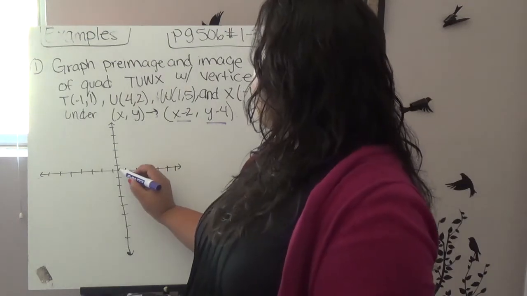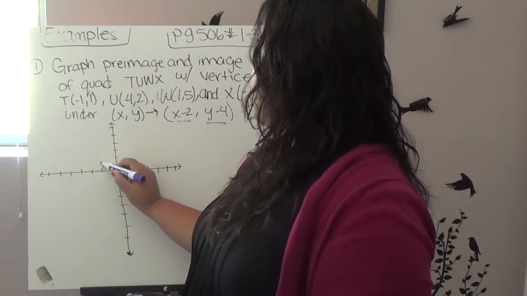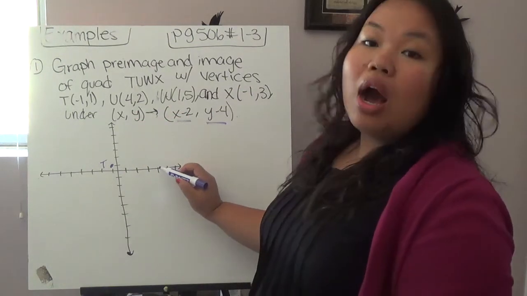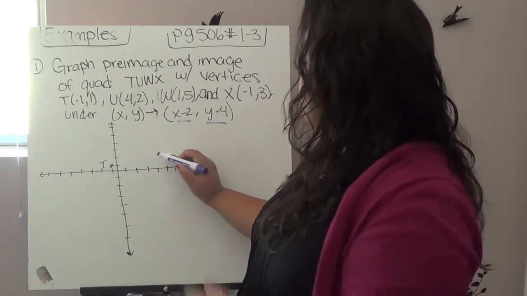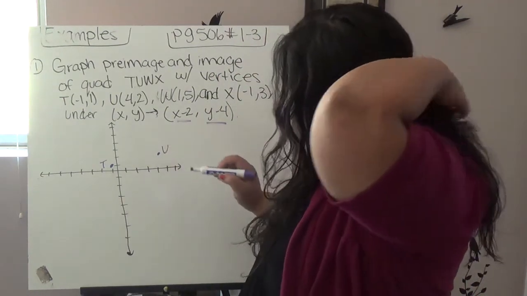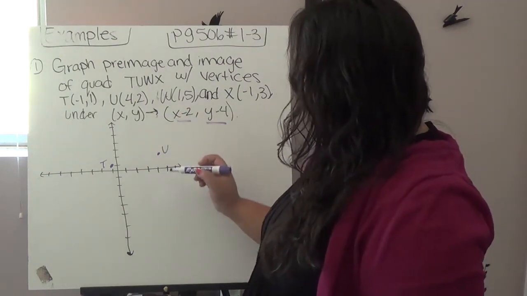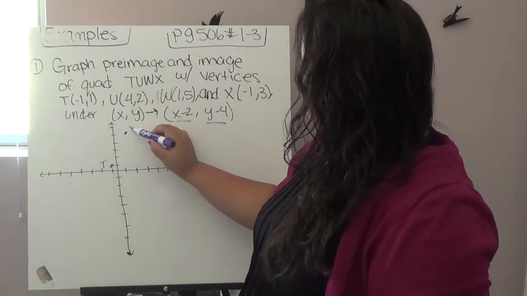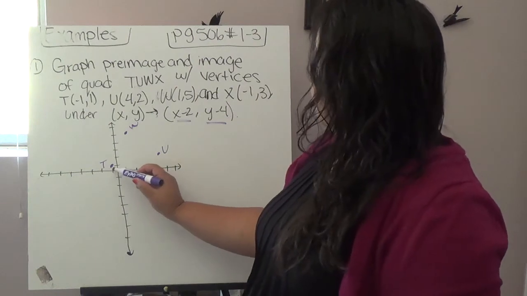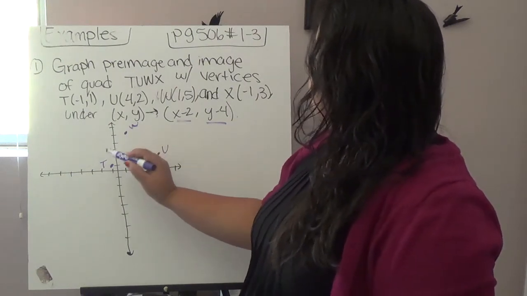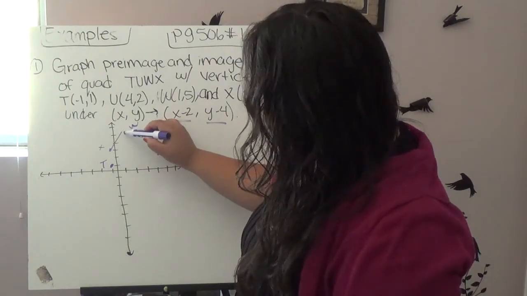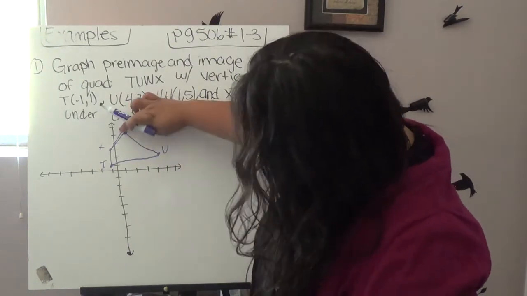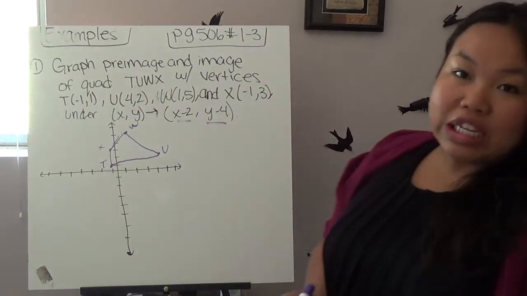The pre-image: T is -1, +1. And then U is +4, 1, 2, 3, 4, up 2. This is U. W is +1, up 5, 1, 2, 3, 4, 5. That's W. And X is -1, up 3: 1, 2, 3. This is X. So this is our quadrilateral. It doesn't have to be a beautiful looking quadrilateral, which this one obviously is not. Apologies for my very sad shape.